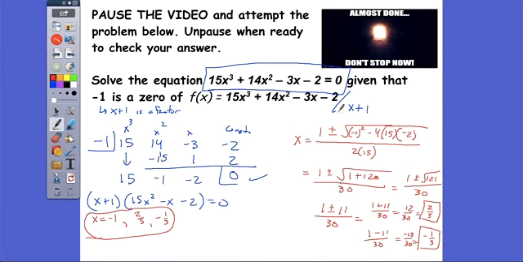Remember, negative 1 was included because this was a 0. We're still trying to solve the equation, so we still got to report that one.